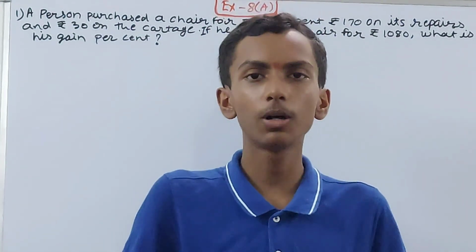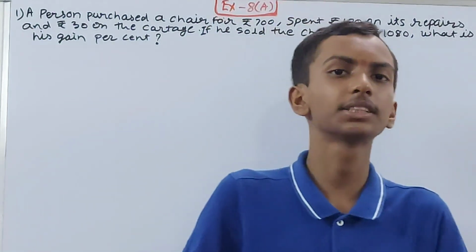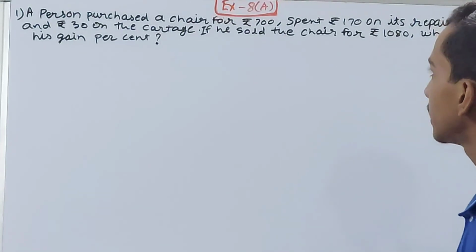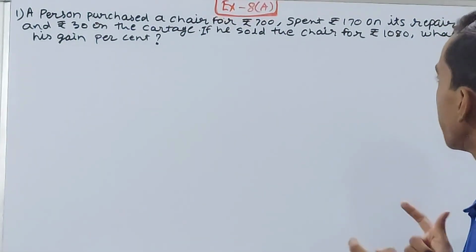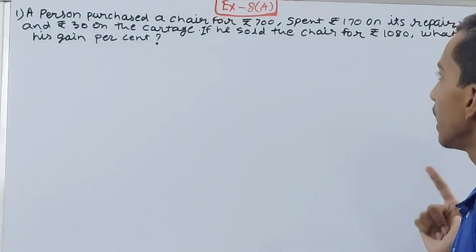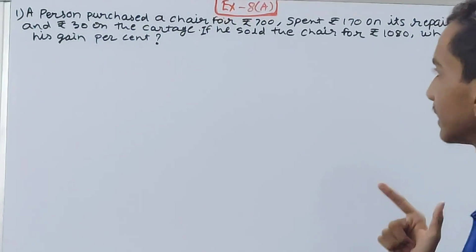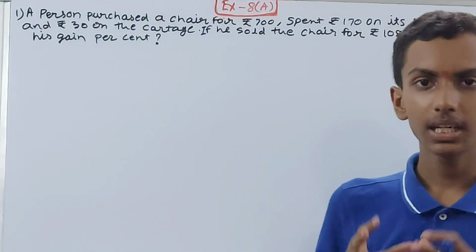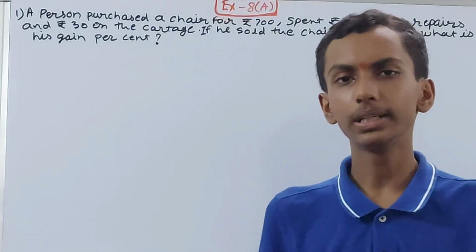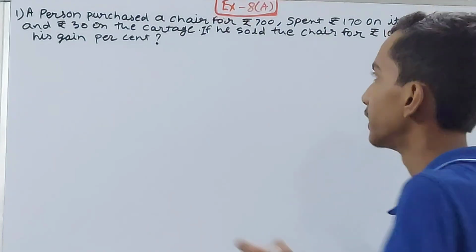In this video we are going to solve ICSE Mathematics Class 8 Chapter 8 Profit Loss Discount Exercise 8A. Question number 1. A person purchased a chair for rupees 700, spent rupees 170 on its repairs and rupees 30 on the cartage. If he sold the chair for rupees 1080, what is his gain percent? So he has purchased a chair and he has sold it. Now we have to tell what is his gain percent.